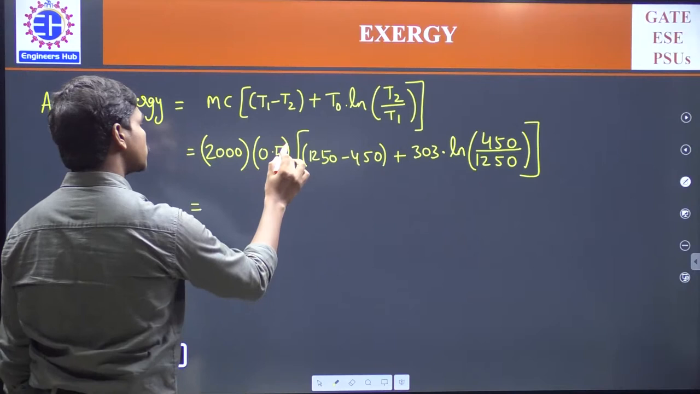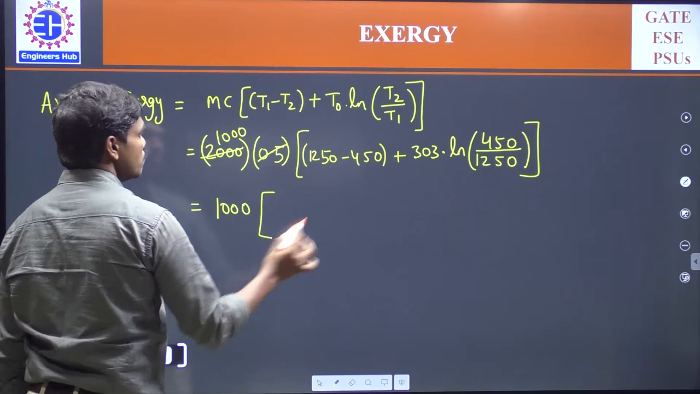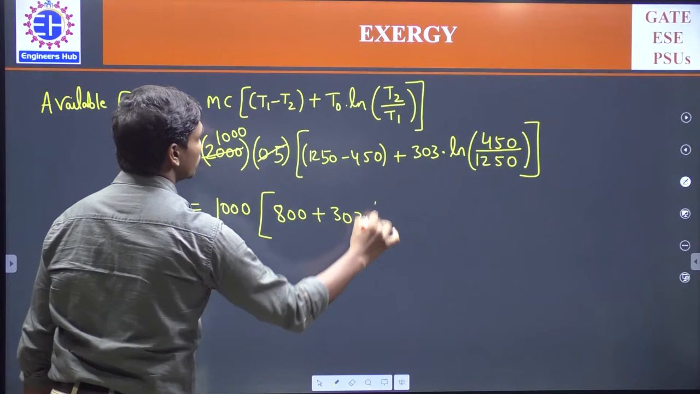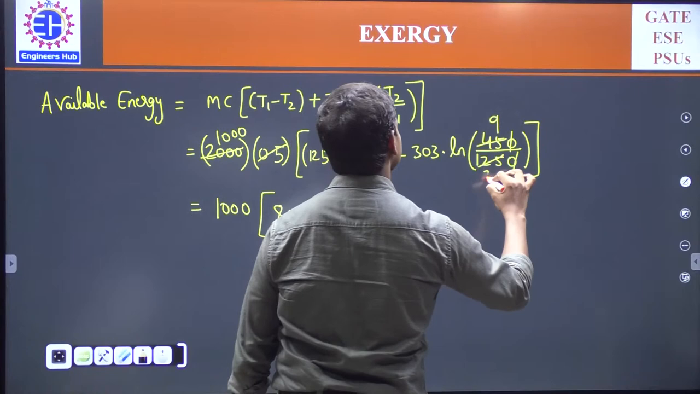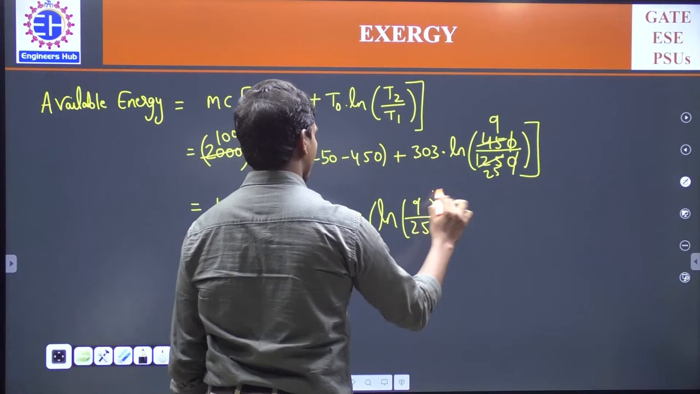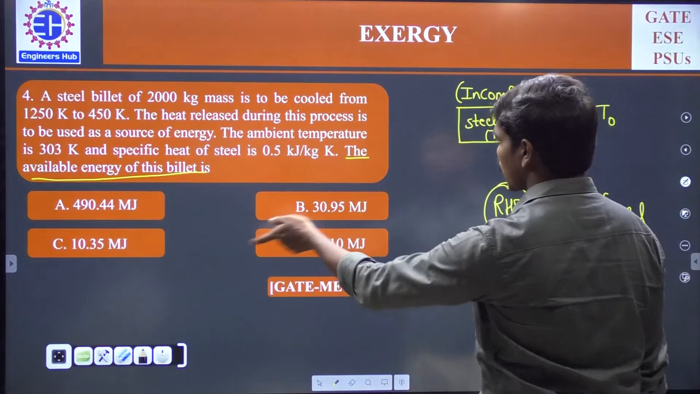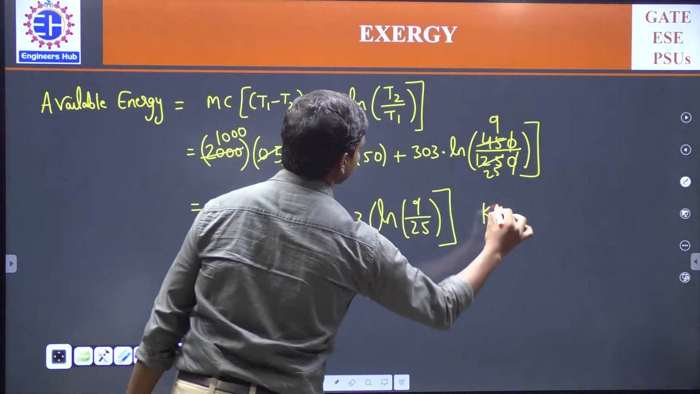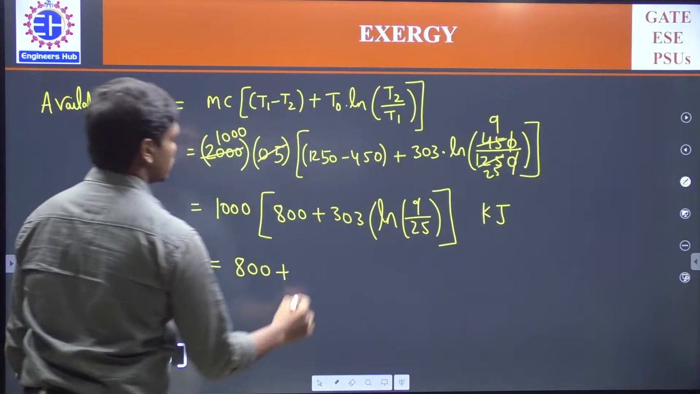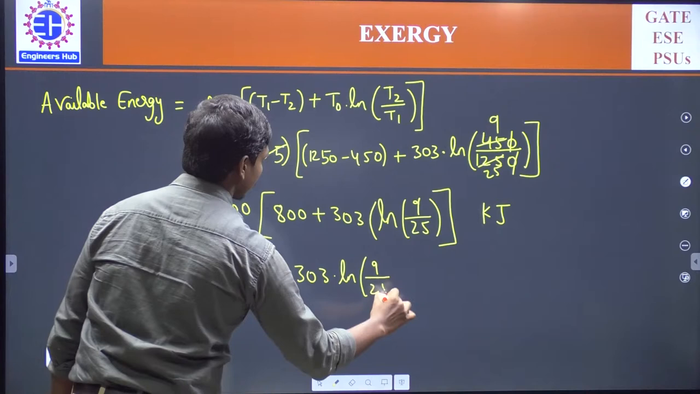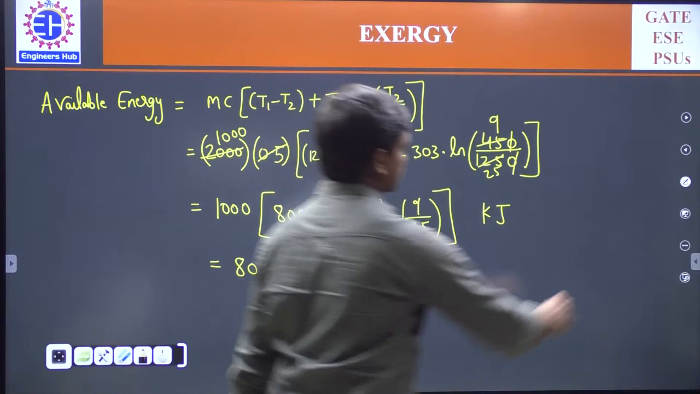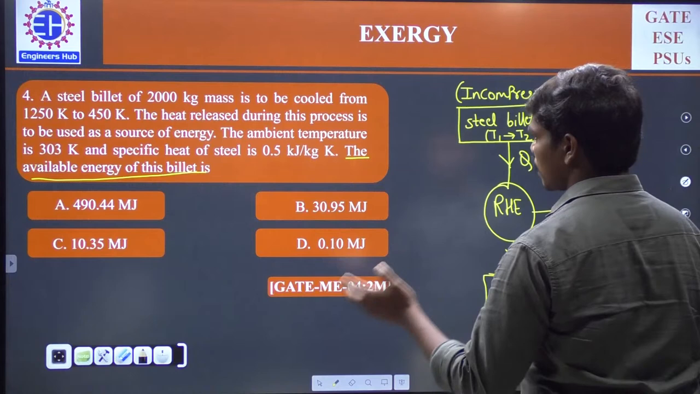Of course, this cancels 1000 times. 1000 into 1250 minus 450 is 800 plus 303 into, I think you can cancel one zero here, and 5 cancels this 9 times, this cancels 25 times. So ln 9 by 25. This is in kilojoules. I think they are asking in megajoules, correct? Yes, options are in megajoules. So this answer is in kilojoules. So this is equal to 800 plus 303 into ln 9 by 25 megajoules. Correct? Yeah, this is what we have. So now we'll calculate the values.